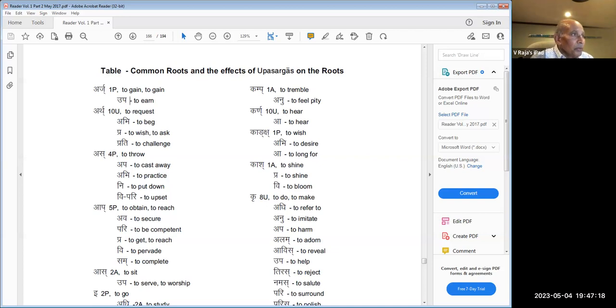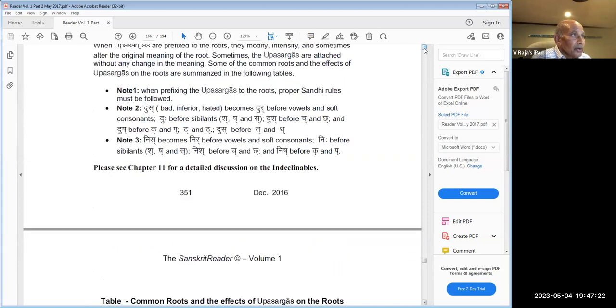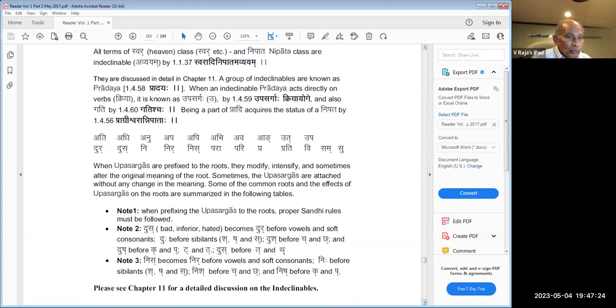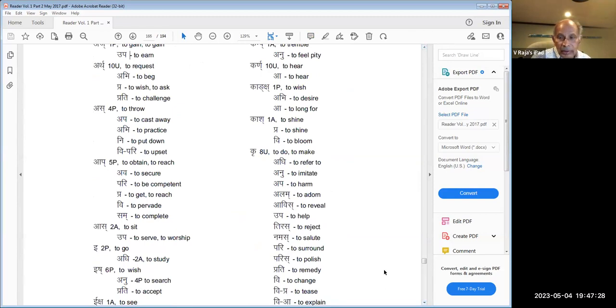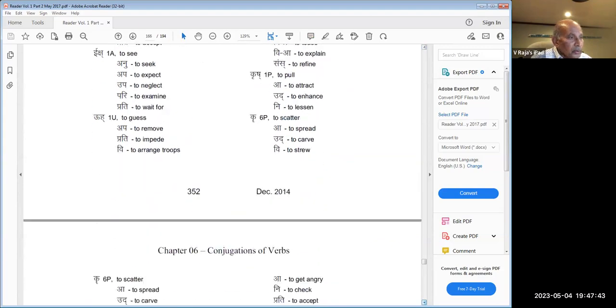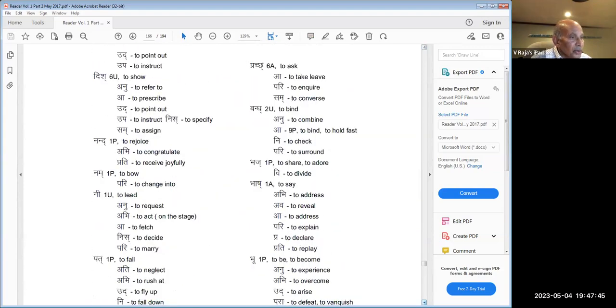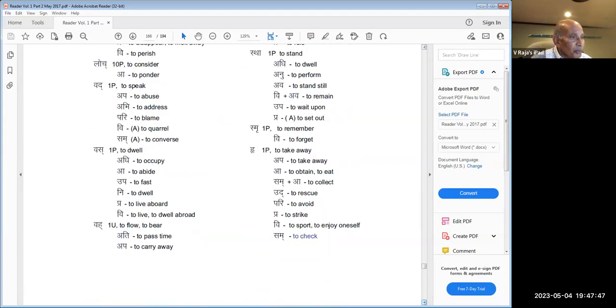So please go through this 6.910. And there are a lot of useful information there. The same section is given in section 11, because these are all indeclinables. You don't change them, and it comes in section 11 also. I just copied this from section 11. And this is about 3 pages or 4 pages, 5 pages, sorry.